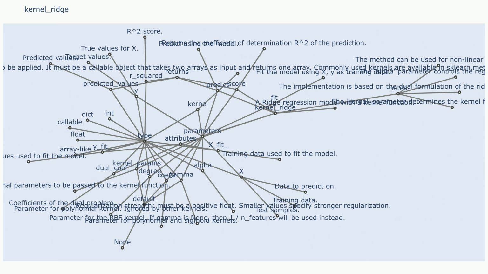cross-validation. In conclusion, kernel-ridge regression provides a powerful and versatile approach to nonlinear regression. By leveraging the power of kernel methods and regularization, KRR offers a promising alternative to traditional linear models when dealing with complex relationships in your data.